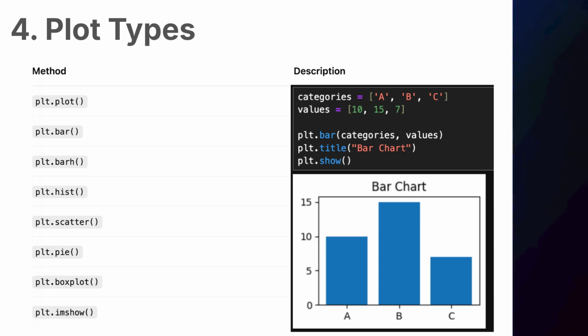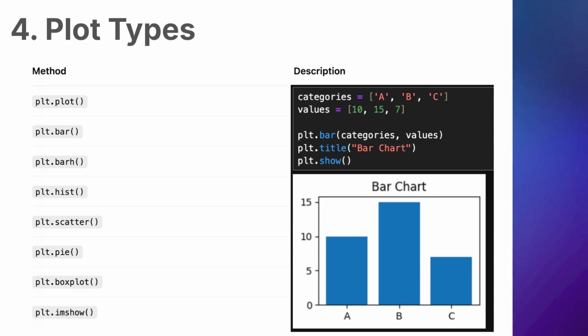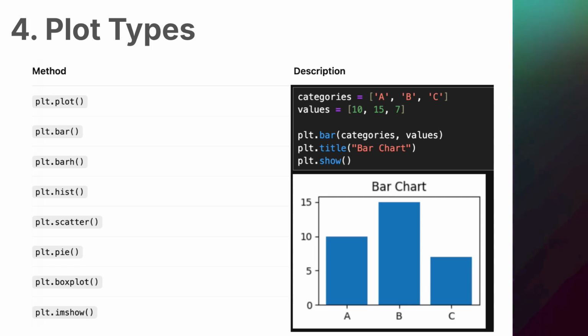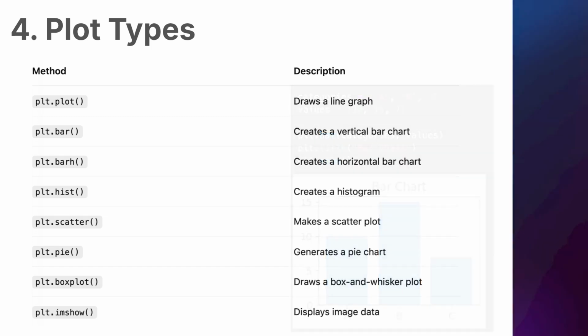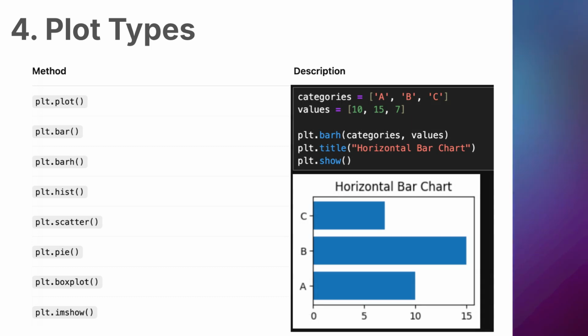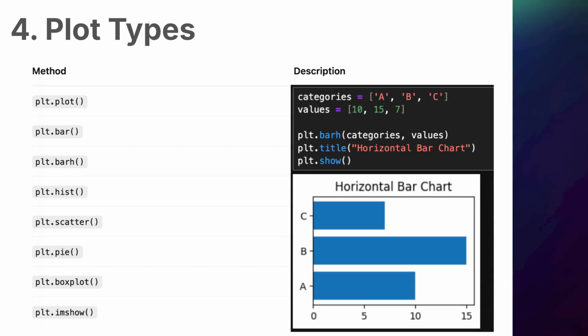Each bar will represent a category A, B, C on the x-axis. The height of each bar comes from the corresponding value on the y-axis, so it's perfect for comparing values between categories. Next, barh. It draws a horizontal bar chart, same as bar but flipped.